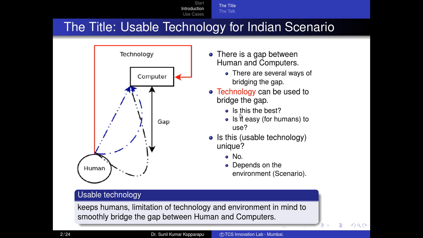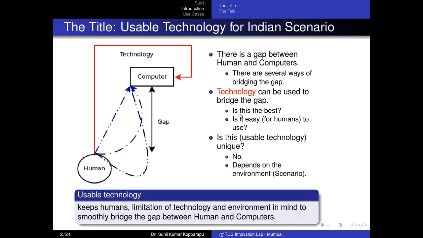Now, one of the main things is there exists a gap between the computer and the human. When a human wants to interact with a computer, there is a certain amount of gap. So usually what happens is the human learns something so that he can interact with the computer. One of the things to bridge this gap is by what is called use of technology.